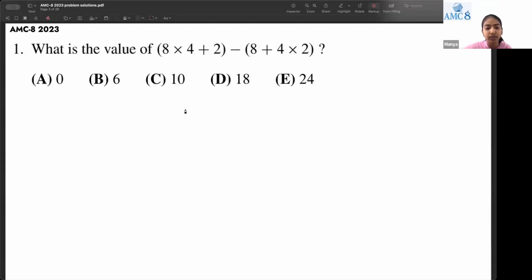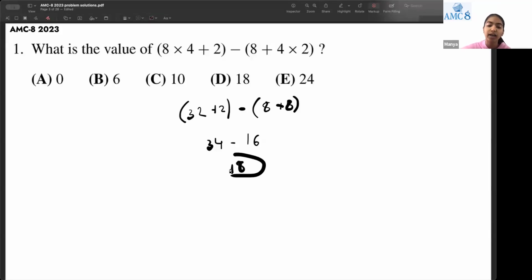And in this case, we would have to do 8 times 4, which is 32, plus 2 here, and minus here, and we would have to do 8 plus 4 times 2. So once again, we would have to follow the order of operations, and here we would be getting 8 plus 4 times 2, which is 8. So now we can solve whatever's in the parentheses once again, and we'll be getting 34 minus 16. And 34 minus 16 is going to be equal to 18. And that's how we got our final answer D.